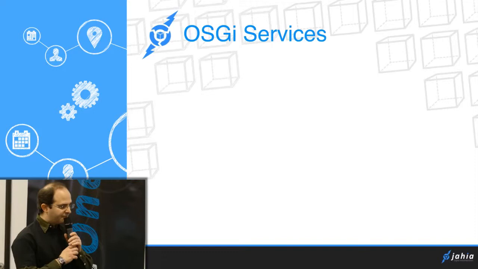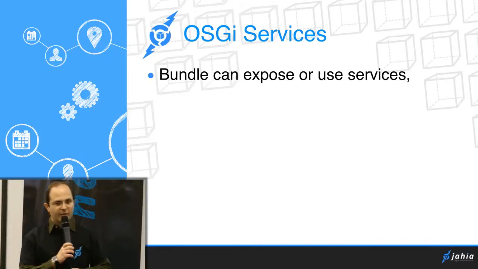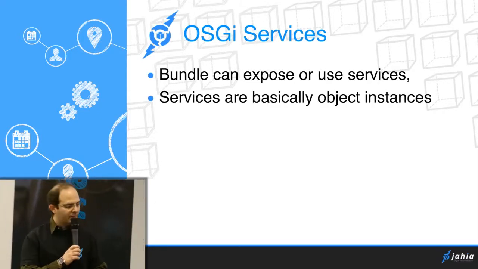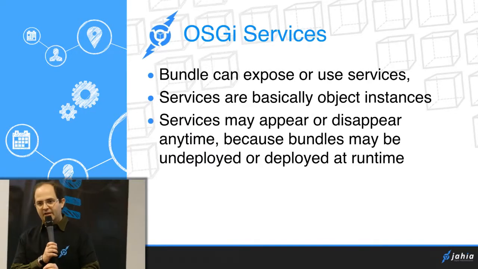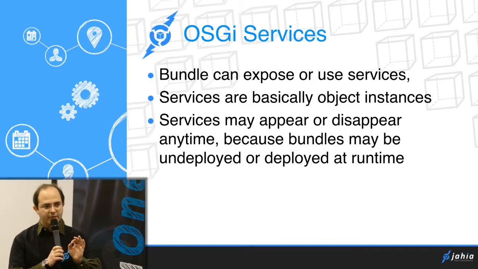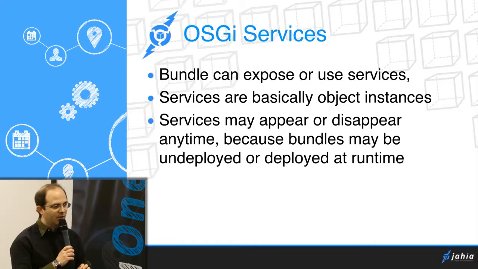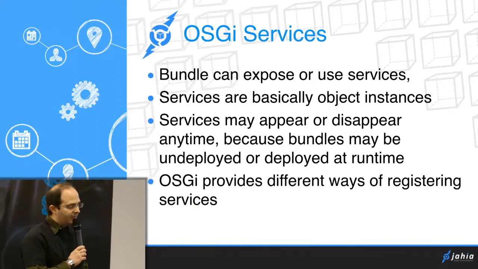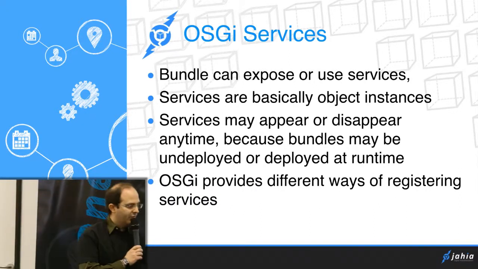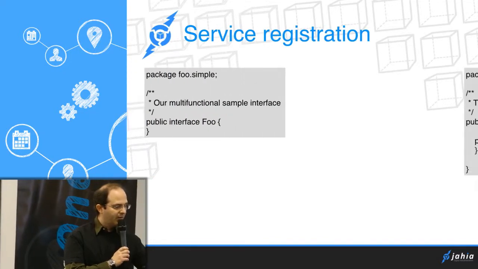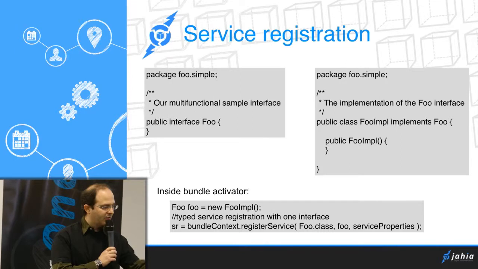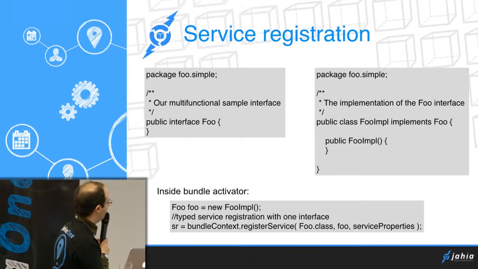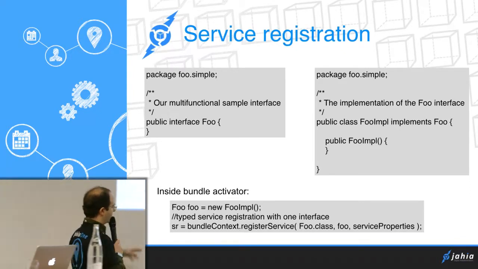Now, OSGi services. Bundles can expose or use services. Services are basically singleton object instances. The trick is, as deployment can happen any time during the runtime of the application, they can come and go at any time. So that's kind of tricky to deal with. But OSGi provides different ways of registering services. So I'm just going to give you a quick example here of a service implementation. Here, I just have my interface. I have the implementation of the interface. And here, I just register my service.